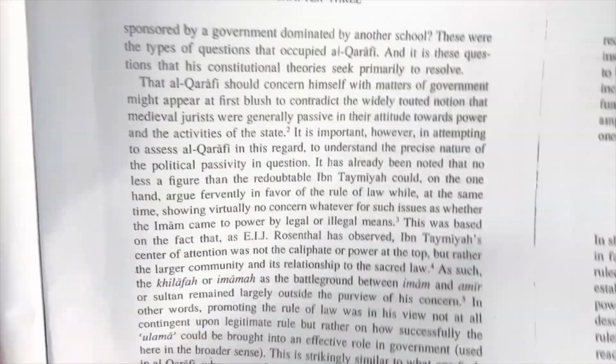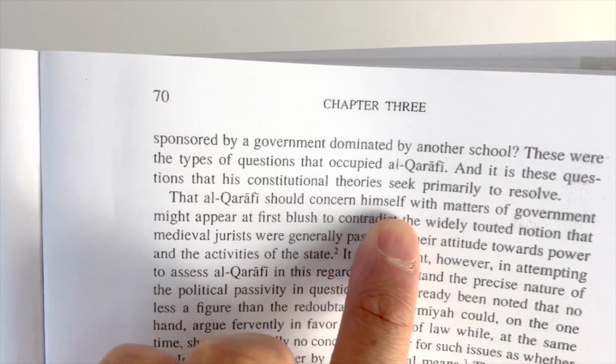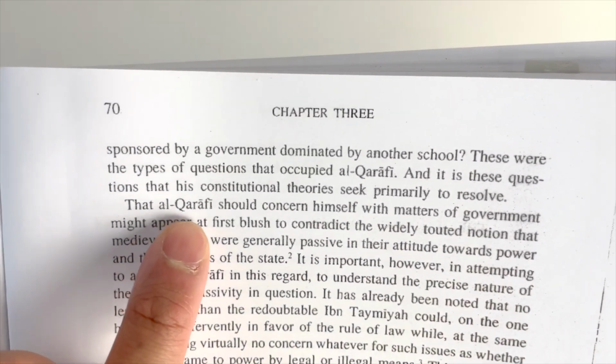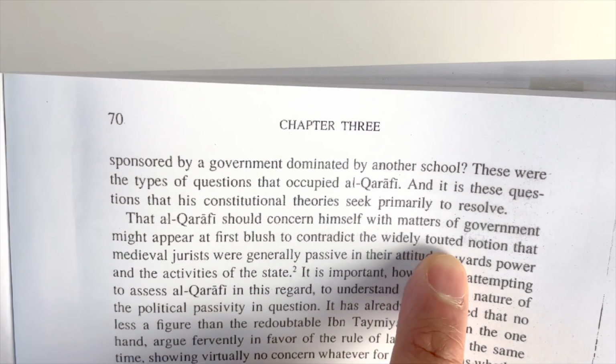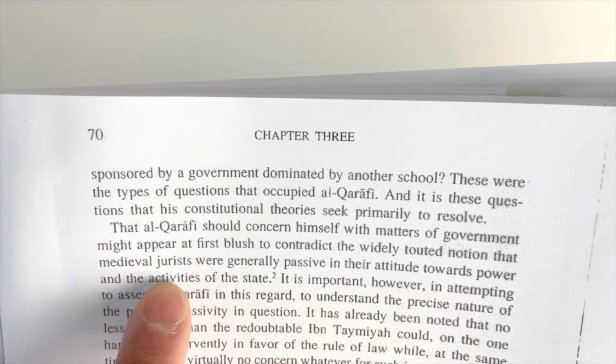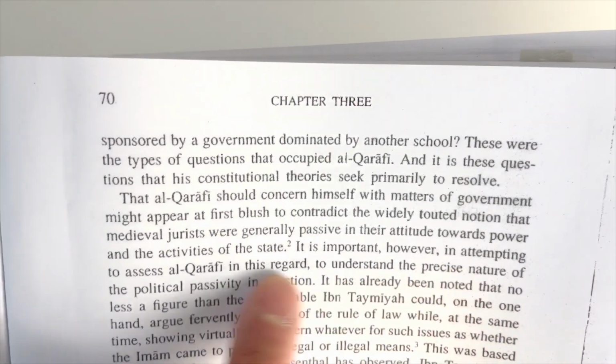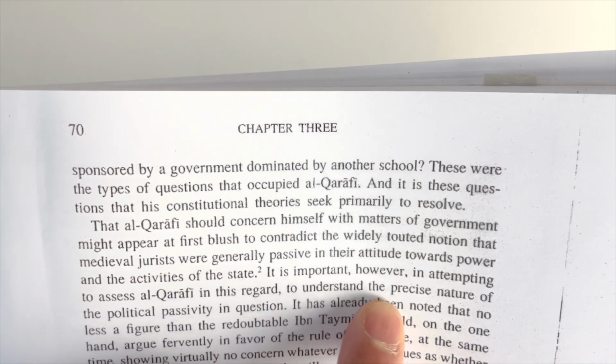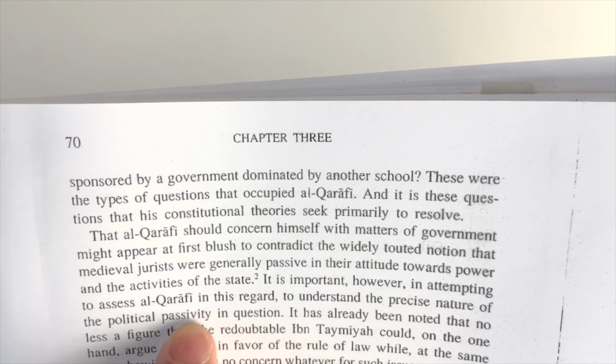So he says on page 70 that Al-Qarafi should concern himself with matters of government might appear at first blush to contradict the widely touted notion that medieval jurists were generally passive in their attitude towards power and the activities of the state. It is important, however, in attempting to assess Al-Qarafi in this regard, to understand the precise nature of the political passivity in question.